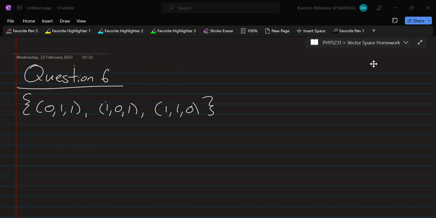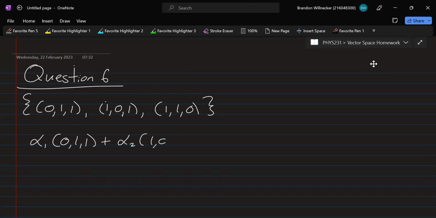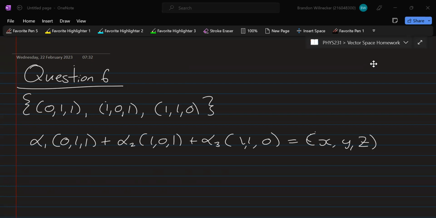Okay, so what does it mean for it to be a generating set? It means that if I pick any vector from the space, I should be able to write it as a linear combination of these vectors. So I should be able to write alpha 1 (0, 1, 1) plus alpha 2 (1, 0, 1) plus alpha 3 (1, 1, 0) for any x, y, z. So if you give me an x, y, z, I should be able to give you an alpha 1, alpha 2, alpha 3 that recovers the x, y, z.